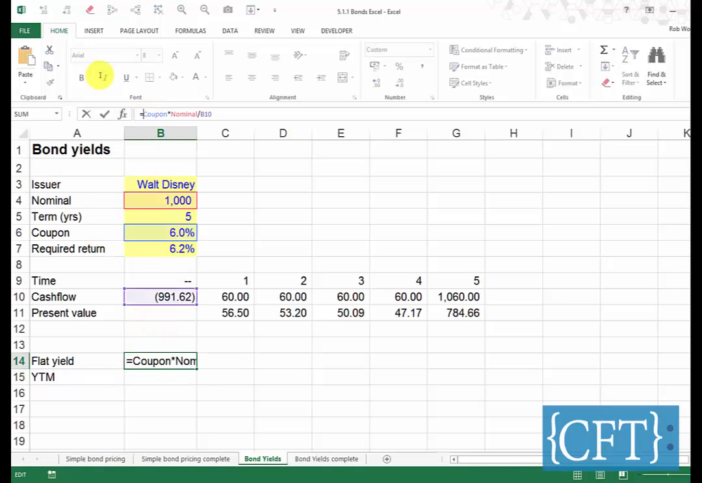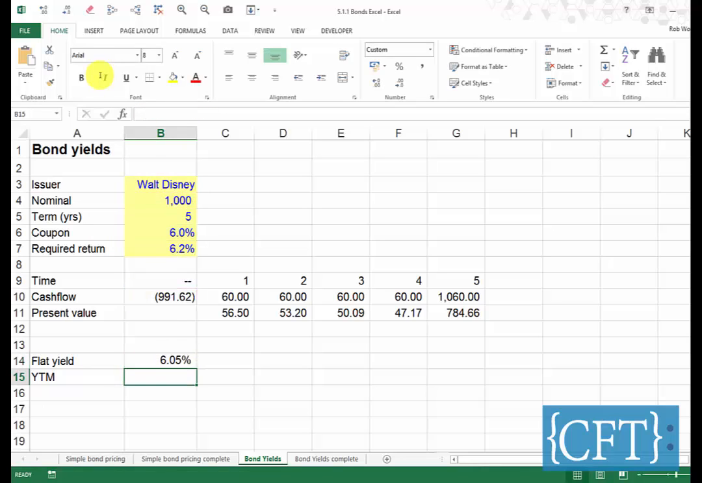So again, when you pick up the price, you could pick it up and change its sign, or I can just put a minus sign in there. I don't want to show that the yield is a negative yield, because in this case obviously I am paying out the cash flow of 991 and I am receiving in the return. So this is a positive 6.05%.